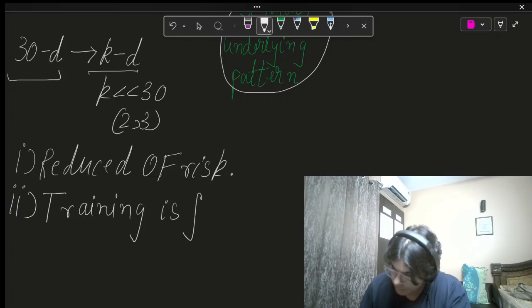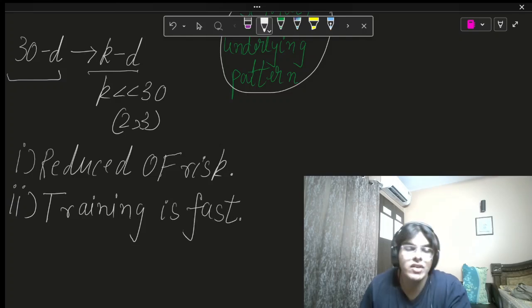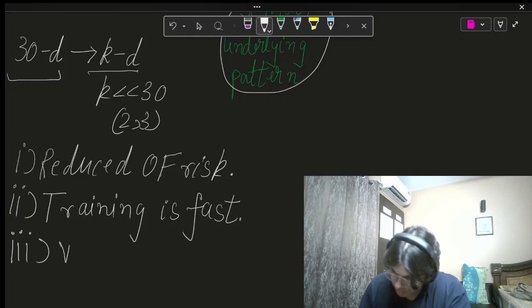Visualization will be better since we have only got 2 or 3 features now. They are comparatively much simpler to visualize. So visualization is better.